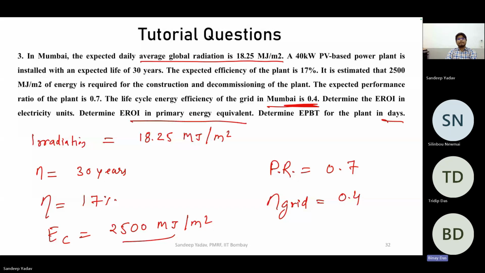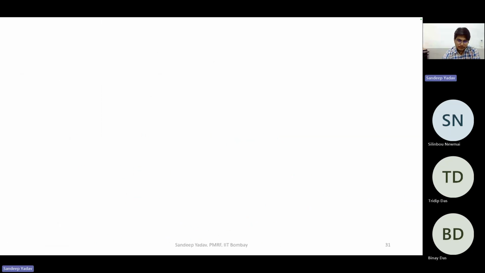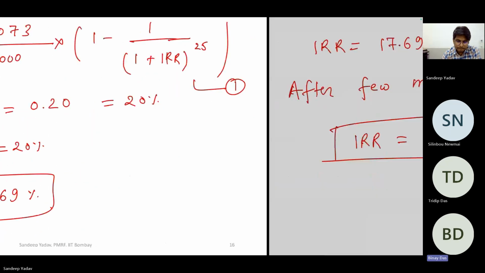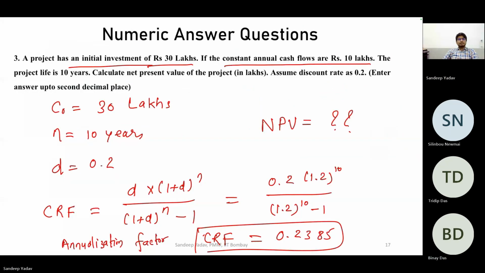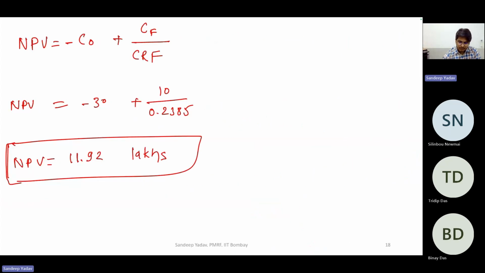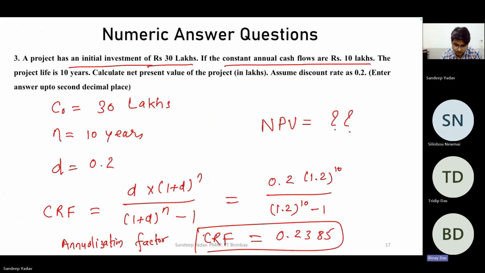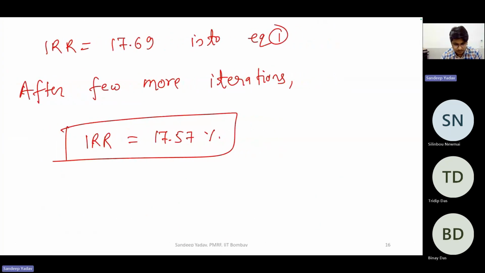No, sir, not the tutorial question. Then which is the one before? Before that, question number three. Just a minute. Sir, the numerical, yes, sir. Sir, the initial investment is rupees 30 lakh, but in the NPV you have written minus 20. How did it come to minus 20? No, I've just corrected it. Yeah, it's good, I've corrected it already. Okay. Initially it was 20. Sir, can you explain question number 2 again? Yes, sir. This one or the numerical or the tutorials? This one.